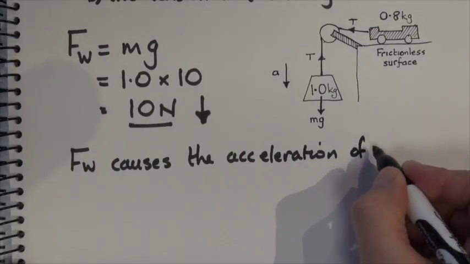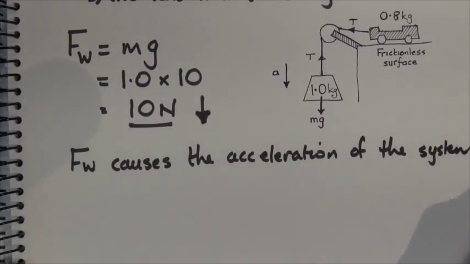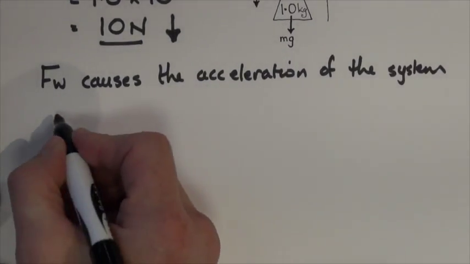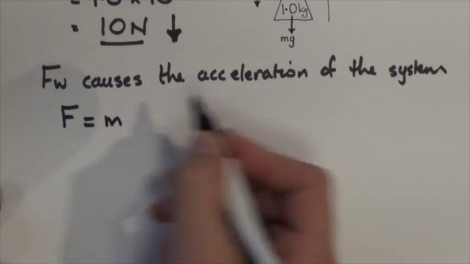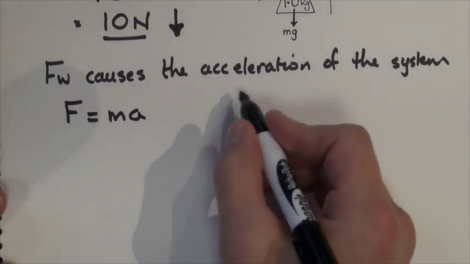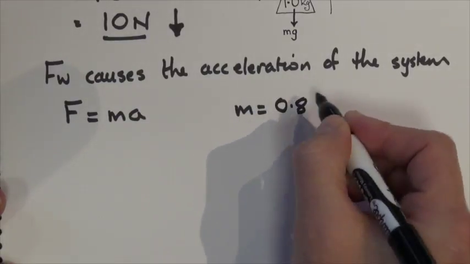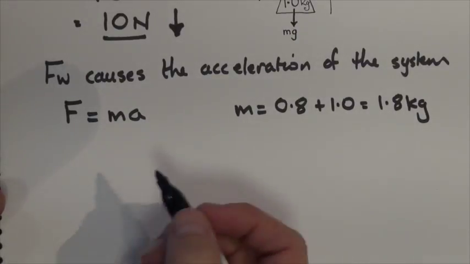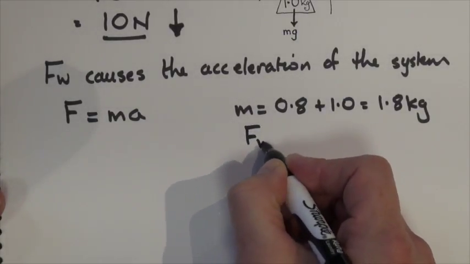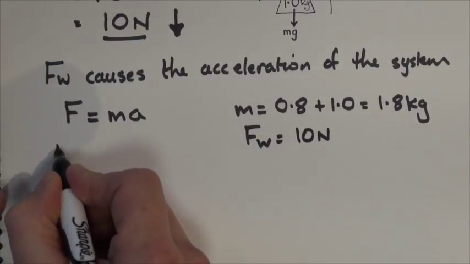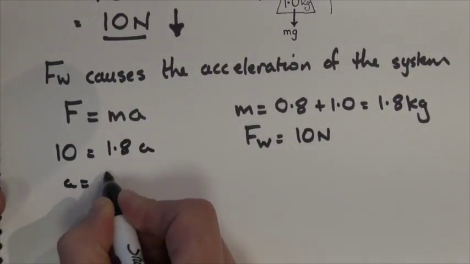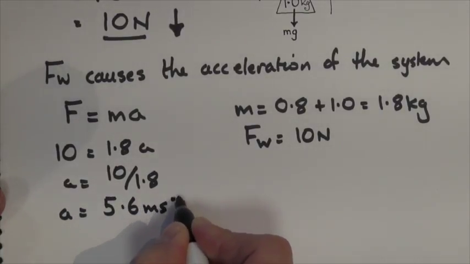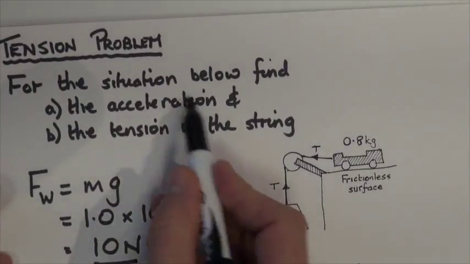Now the whole system, as we can see from the diagram, is made up of the 1 kilogram mass joined to the 0.8 kilogram mass by the string. So F equals ma, as we know, and we know that the weight force is causing the downward motion, and the weight force is pulling the combined masses of 0.8 plus 1, so it's the two masses, which is 1.8 kilograms. So acceleration is 10 divided by 1.8, which gives me 5.6 meters per second squared for the acceleration of the whole system.